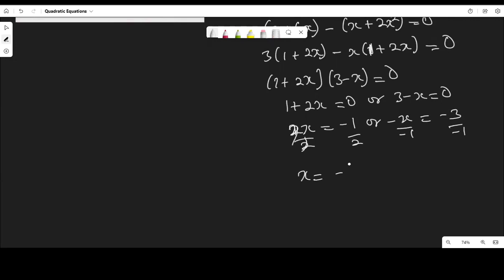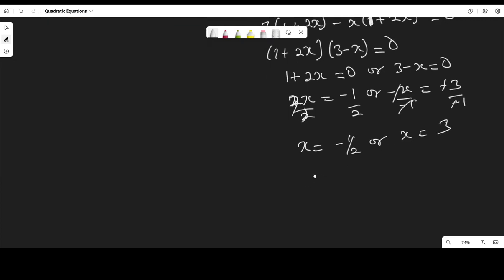X is equal to minus 1 over 2. Or x is equal to minus, cancel minus, that. Therefore, x is equal to minus half or 3.